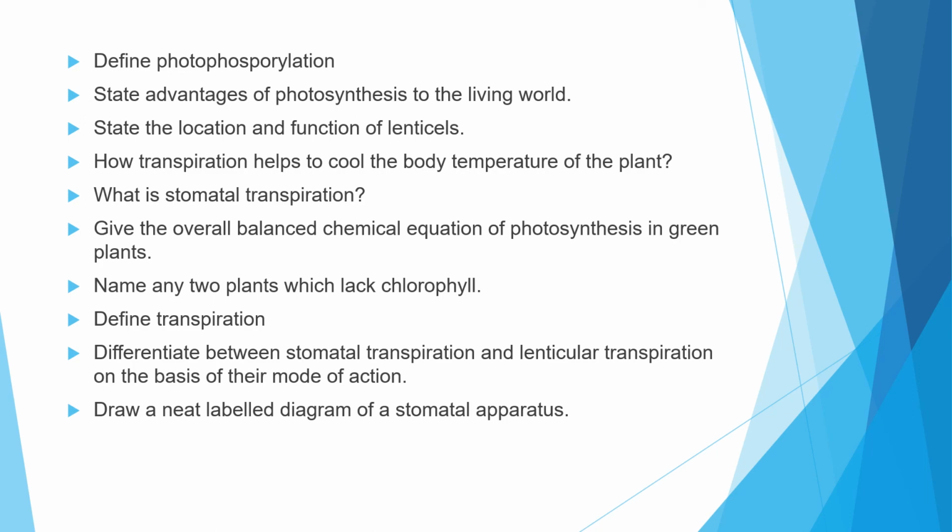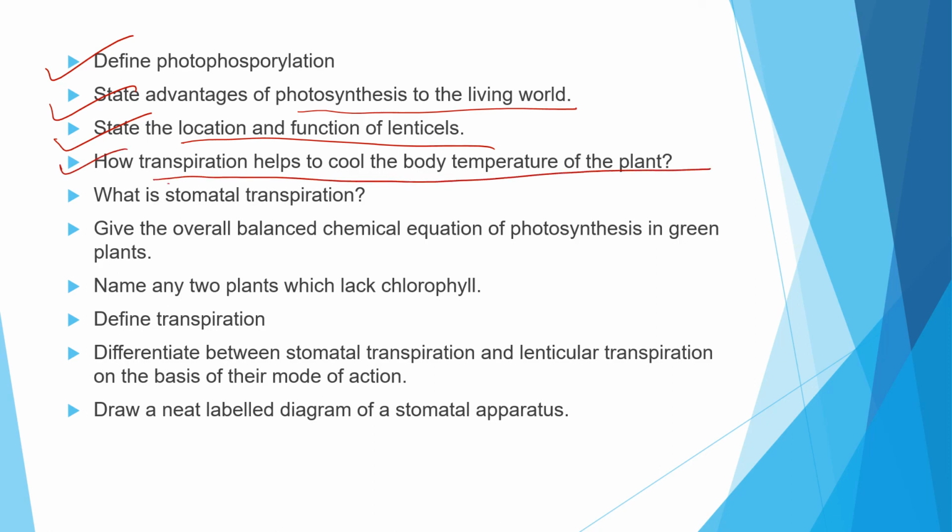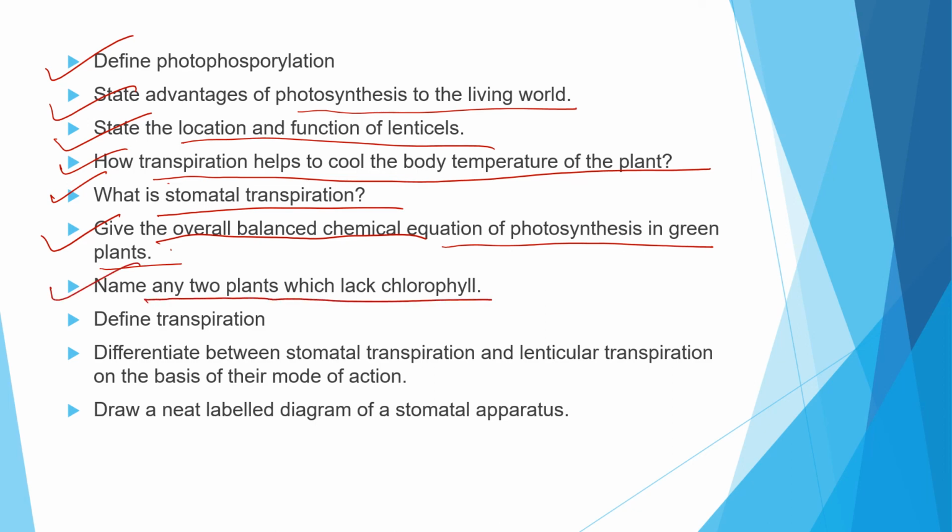The first one is, define photophosphorylation. State the advantages of photosynthesis to the living world. State the location and function of lenticels. How does transpiration help to cool the body temperature of a plant? What is stomatal transpiration? Give the overall balanced chemical equation of photosynthesis in green plants. Name any two plants which lack chlorophyll. Define transpiration, and differentiate between stomatal transpiration and lenticular transpiration on the basis of their mode of action.